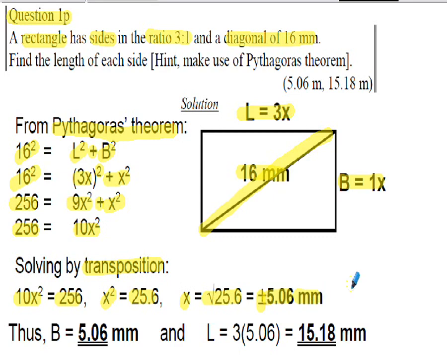As we said previously, don't forget with all quadratic equations, x squared terms, there are always two solutions, a positive and a negative, but in this case only the positive makes any sense to the question. So we're only interested in the positive 5.06 millimeters. So now going back to the original parameters in the question, the width or the breadth of the rectangle is 5.06 millimeters, that's the 1x dimension, but the length is 3 times the x value, 3 times the breadth because of the ratio given in the question, so that's 3 times 5.06, so the length is 15.18 millimeters. So those are the dimensions of each side of the rectangle in this particular case.